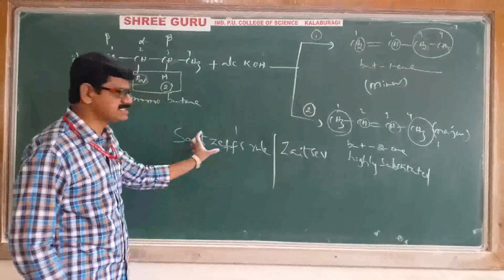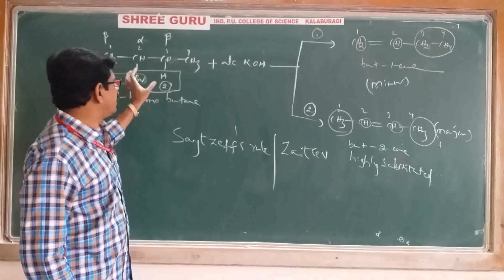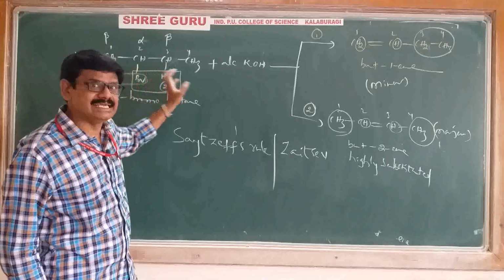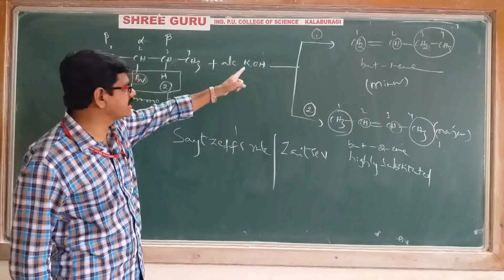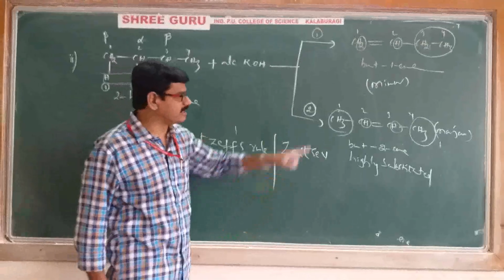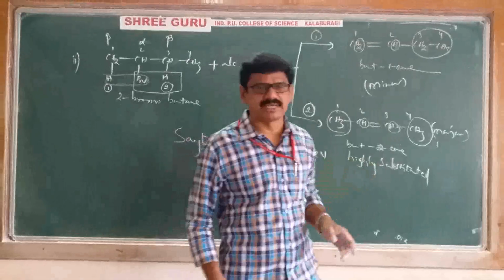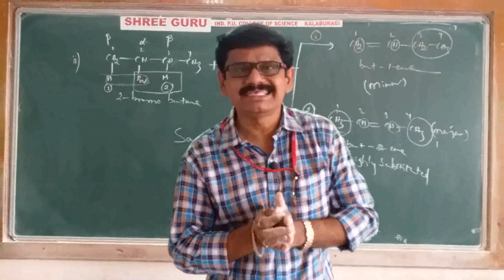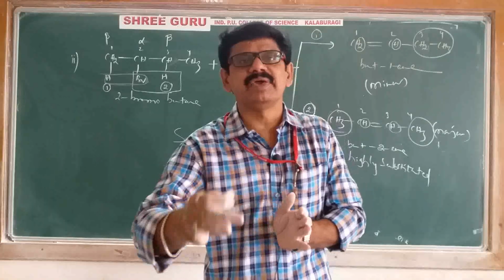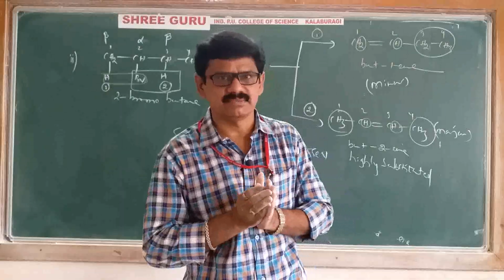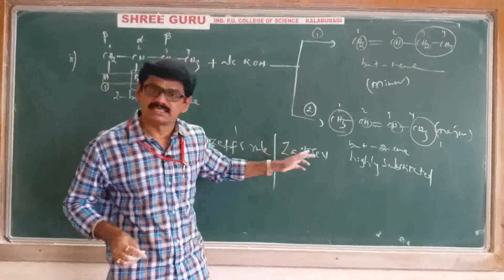Okay, that's how to define Saytzeff's rule. When an alkyl halide undergoes dehydrohalogenation with alcoholic KOH, and more than two products are obtained, the highly substituted alkene is the major product. That's it. This is about Saytzeff rule or Zaitsev rule.